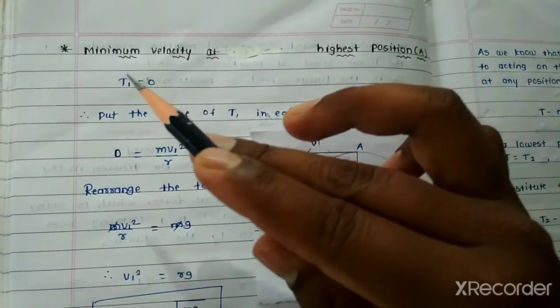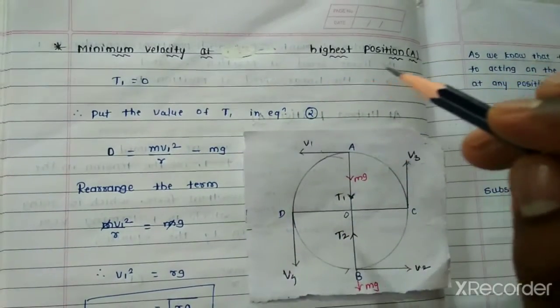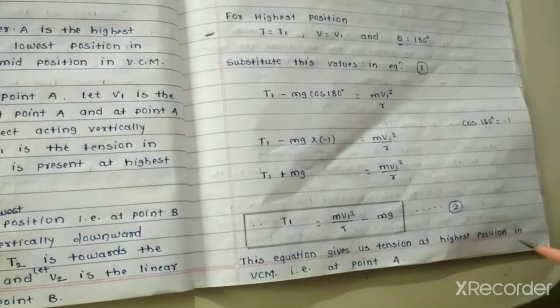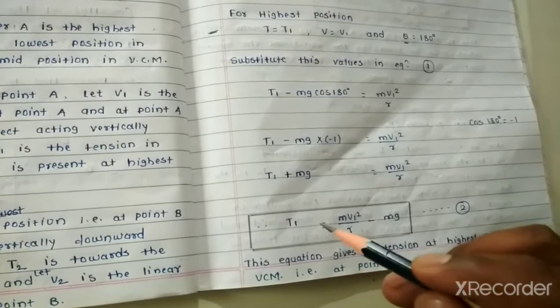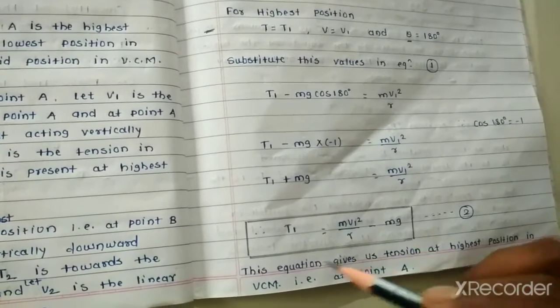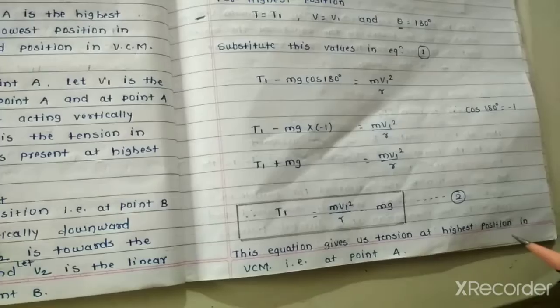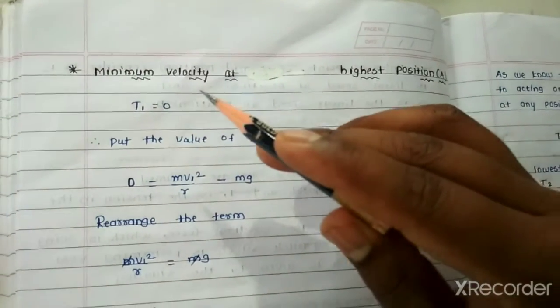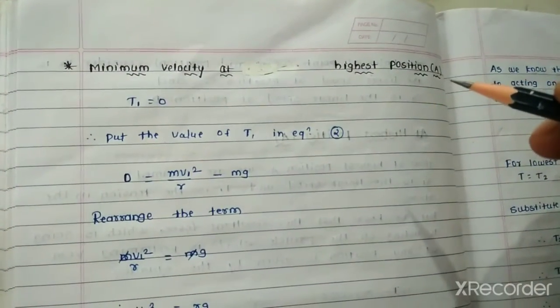Now next we are going to study the minimum velocity at the highest position. Here we derived the tension at the highest position. This equation mv1 square upon r minus mg gives us the tension at the highest position in vertical circular motion, that is at point A. Now we are going to study the minimum velocity at highest position A.